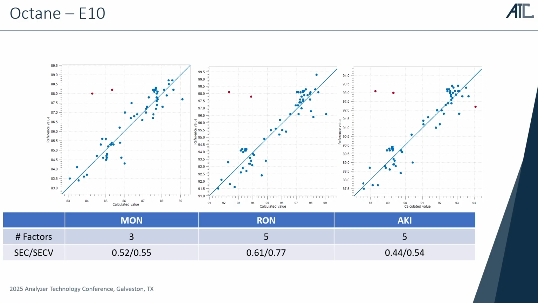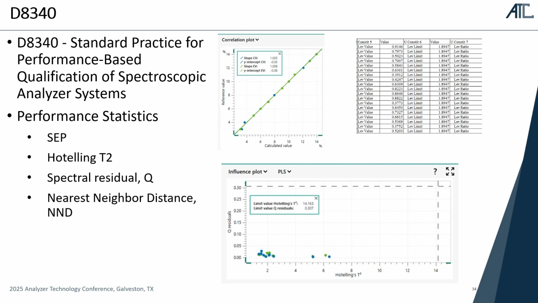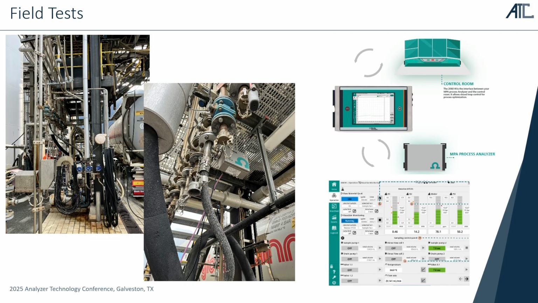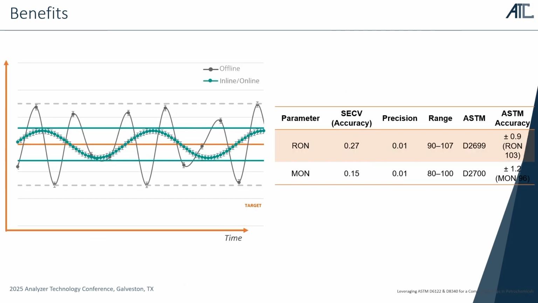We also did MON, RON, AKI on octane samples. There's just a lot of various quantitative models. And I wanted to just go to the benefits because I'm running a little bit out of time. But what I want to summarize with this presentation is that you usually have a certain interval when you analyze your product, and you have to react to those results.